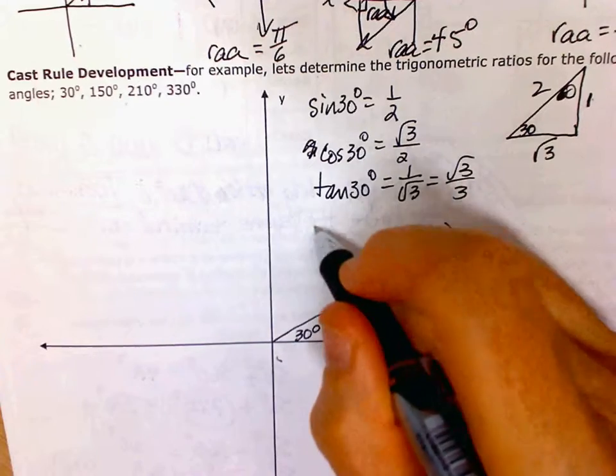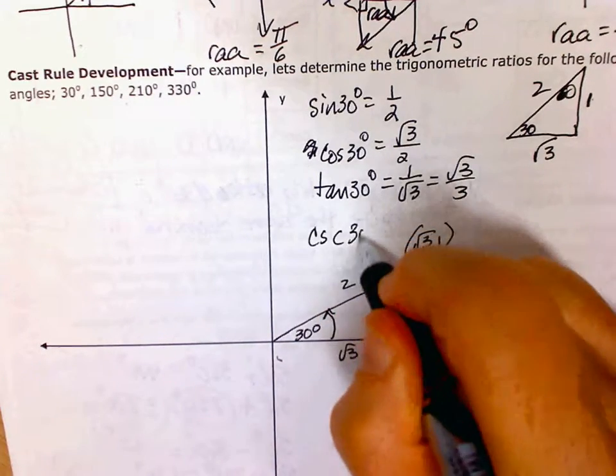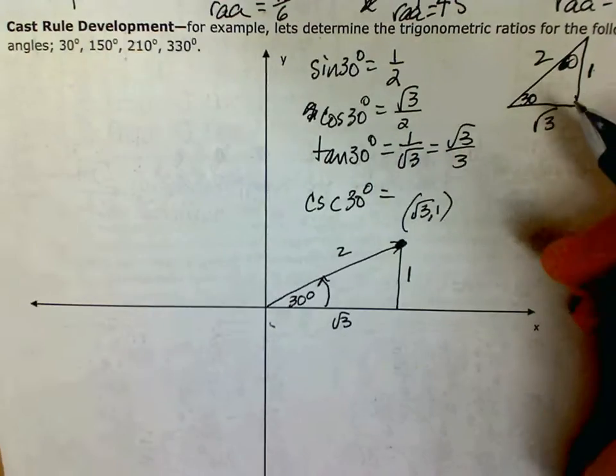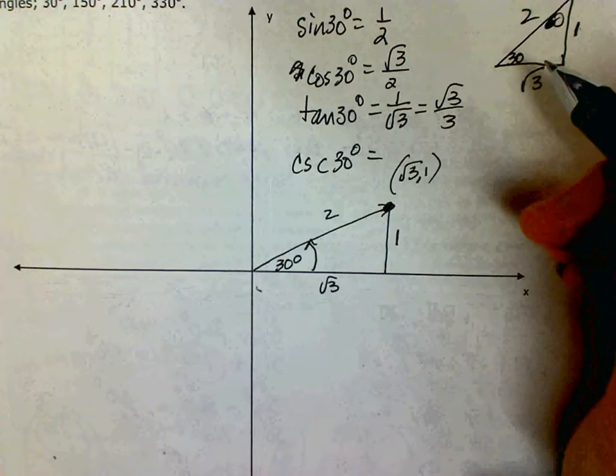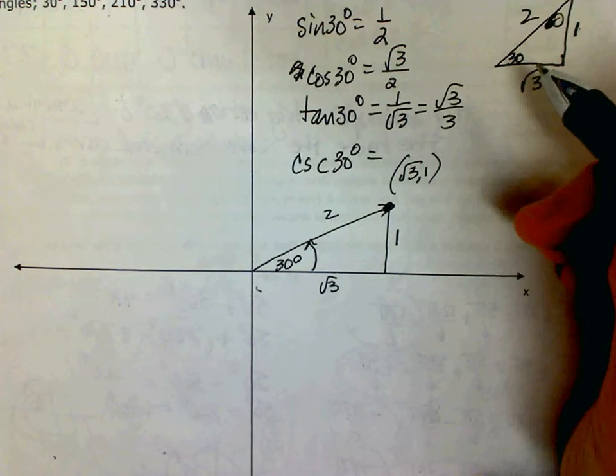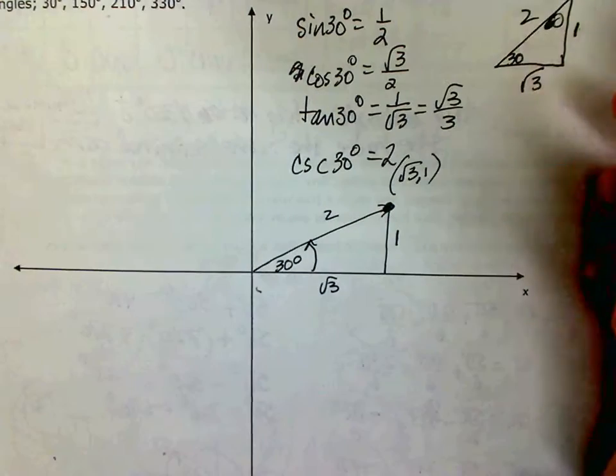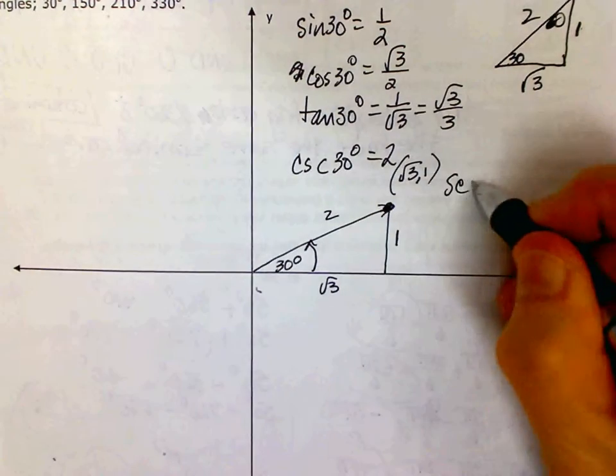What's cosecant of 30 degrees? 2. Secant of 30 degrees.